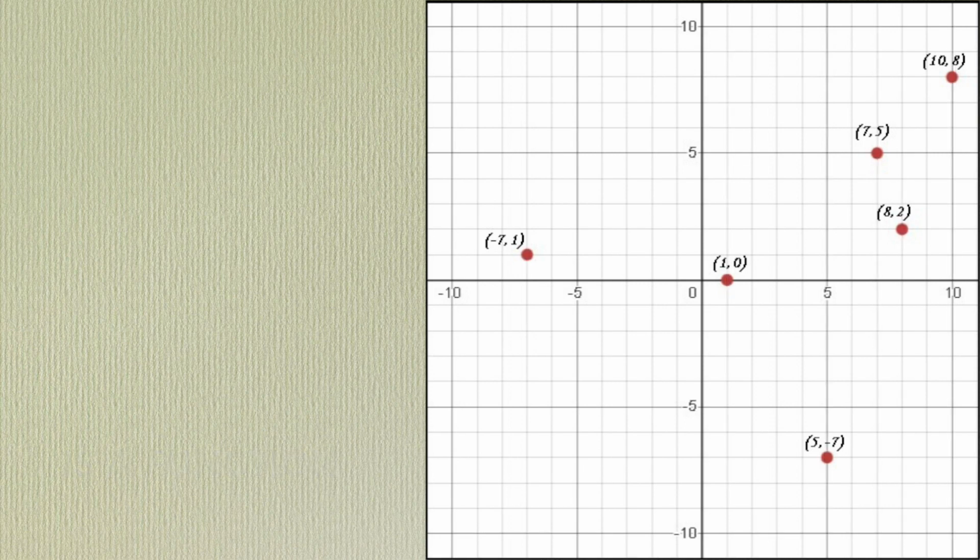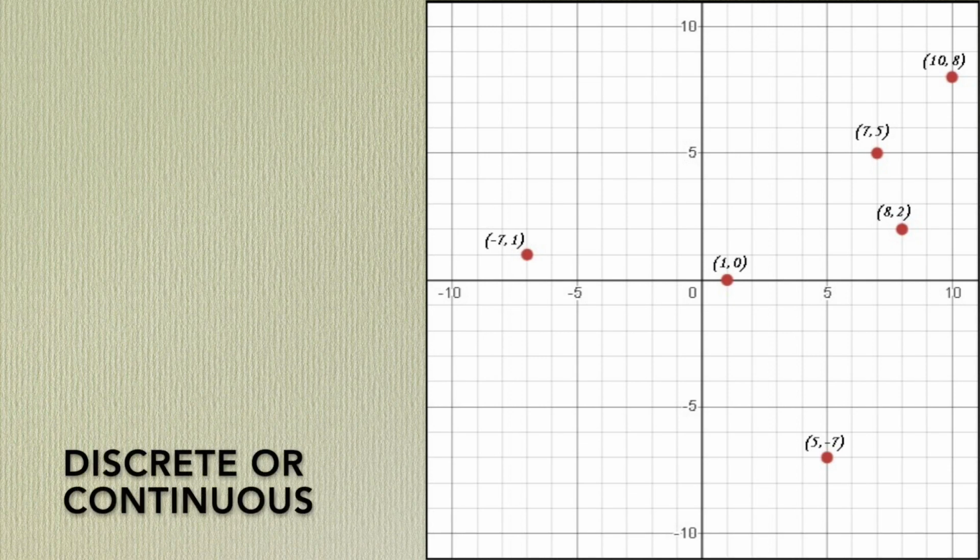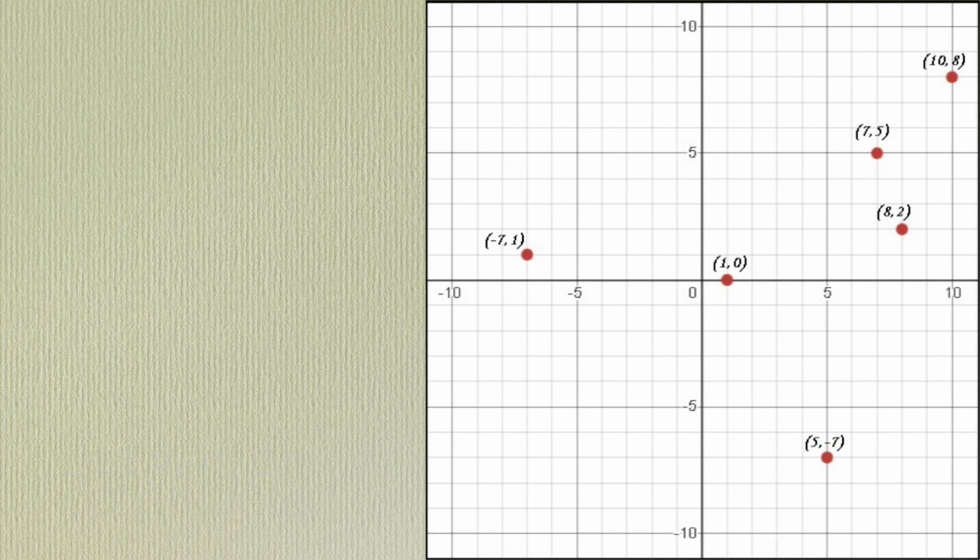Now, is this discrete or is this continuous? As you can see, none of the points are connected to another point. In fact, we would need all of the points to be connected in order for this to be continuous. But since they are not connected, this is a discrete function.